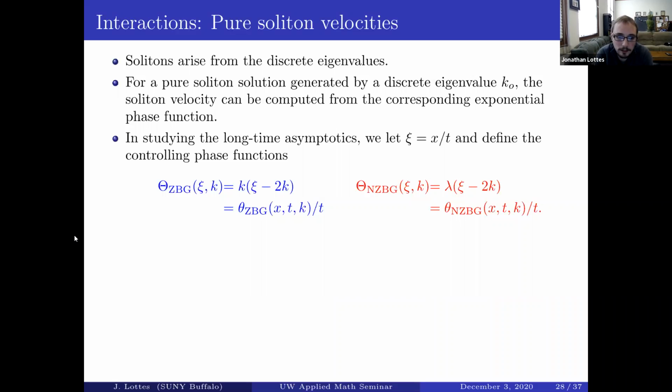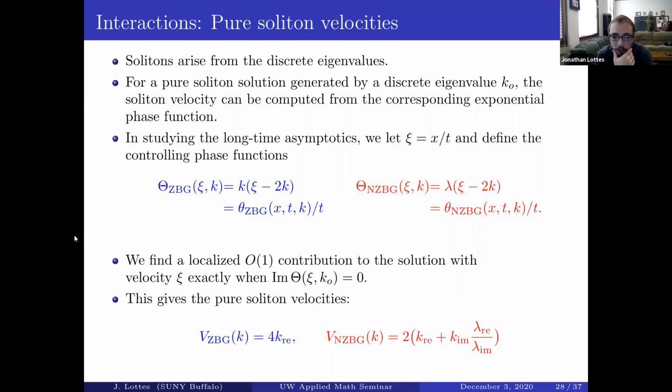And we'll define these controlling phase functions, capital theta zero background and capital theta non-zero background, where we just take the phase functions we saw in the O solutions and we factor out t. So k, c minus 2k for the zero background case, and lambda c minus 2k for the non-zero background case. And so as you go through long-time asymptotics, you find a localized contribution with velocity c exactly when the imaginary part of this controlling phase function is 0. And so it's easy enough to solve these two things.